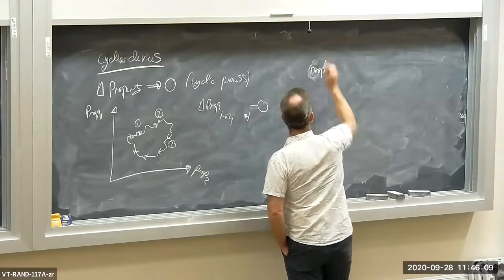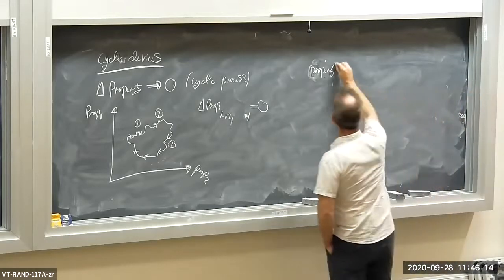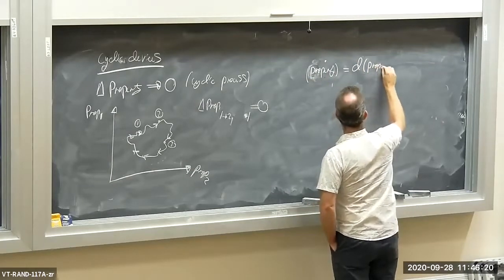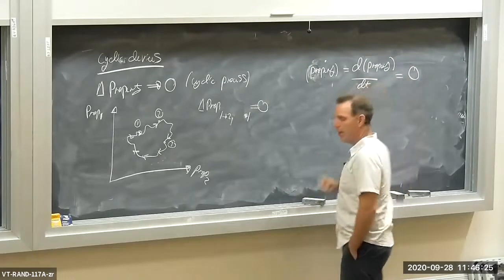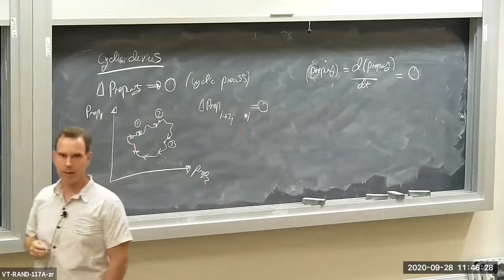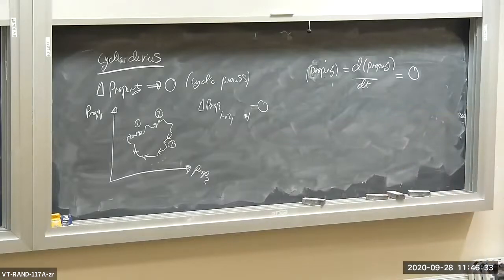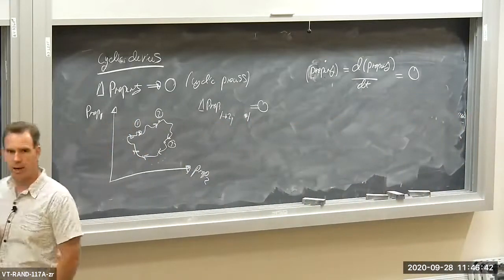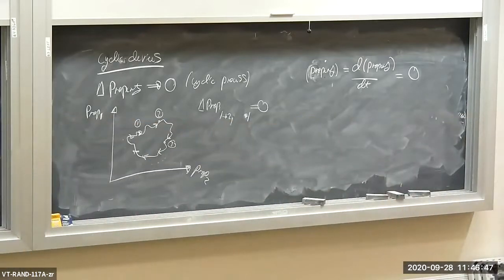Another way of saying a cyclic device is the rate of change of a property, property dot, or if you like, d property dt, is zero. No change in any properties over time. You could say that as well. No change in properties over a cycle, over a cyclic process, or no change in property values with respect to time. These are both ways of referring to a cyclic device.